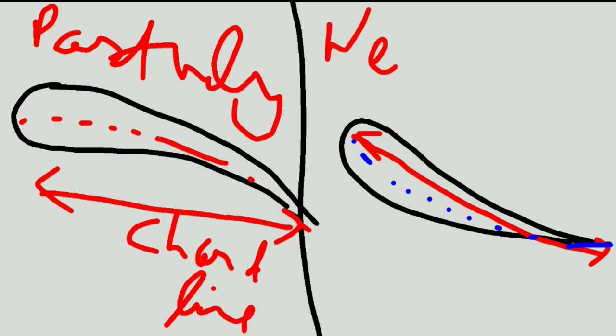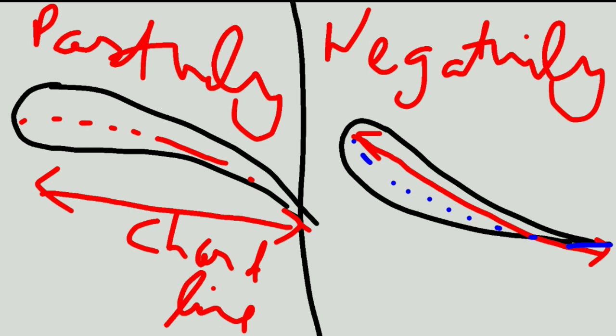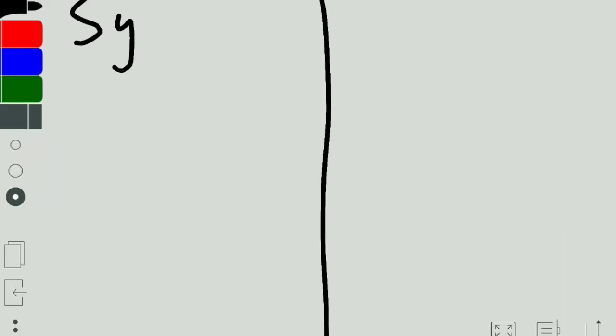Now say this is the chord line, and I'll take blue color for the camber line. This is the camber line. If the chord line is on top of the camber line, we call this a negatively cambered airfoil.